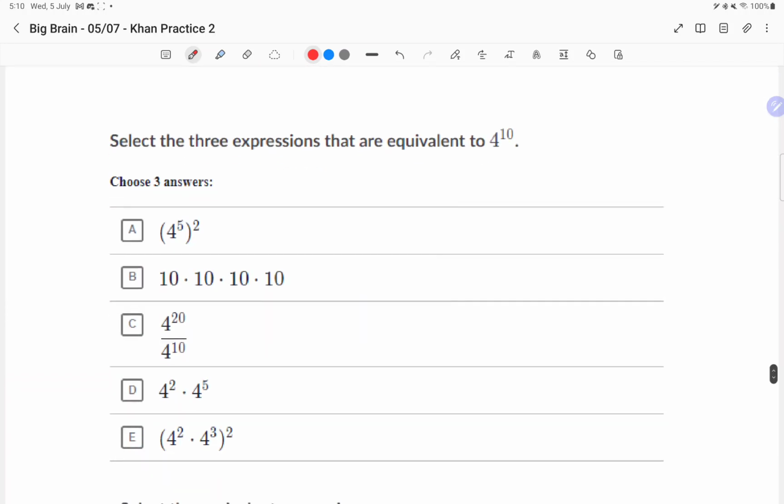Okay, so these questions would be a bit tricky. Choose 3 answers. Select 3 expressions that are equivalent to 4 power 10. So you just have to work this one out, work this one out, work all of them out and see which one is 4 power 10. But if you know the rules well, you can see that the top one, 5 times 2, is 4 power 10. That's the first answer. This one is 10 power 4. That's not the same, so that's not right.